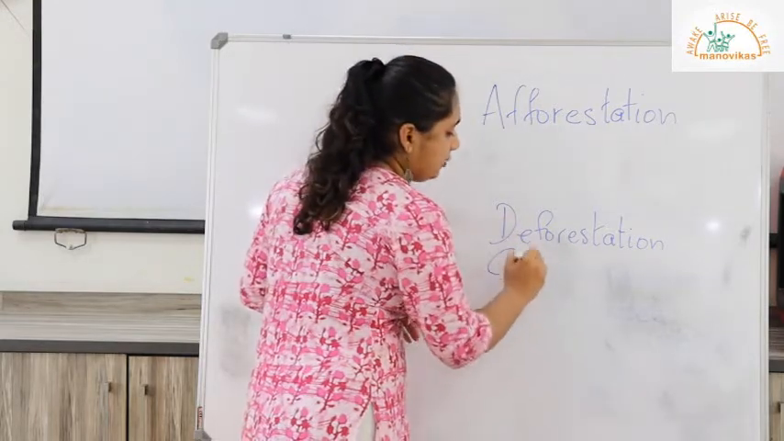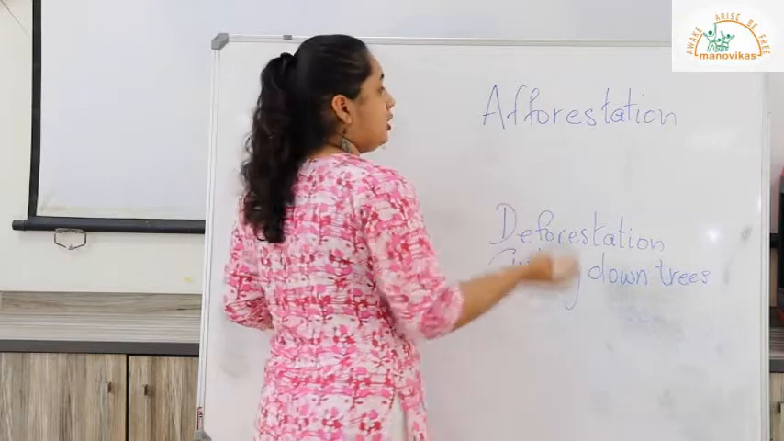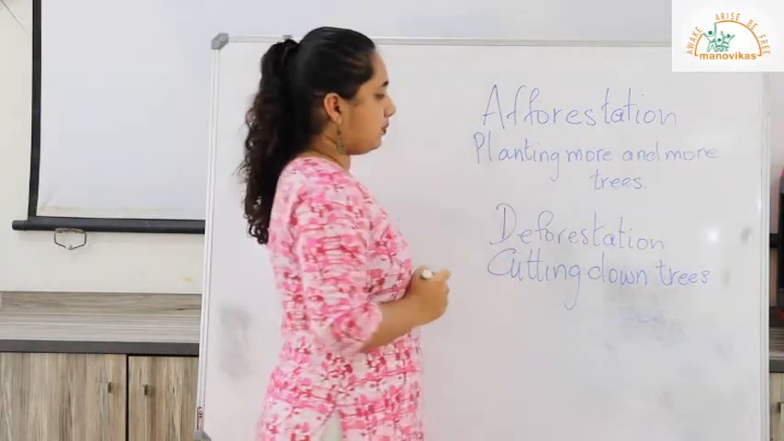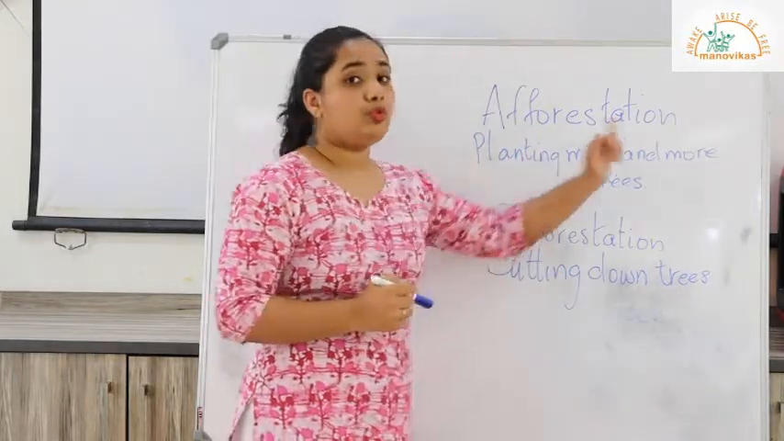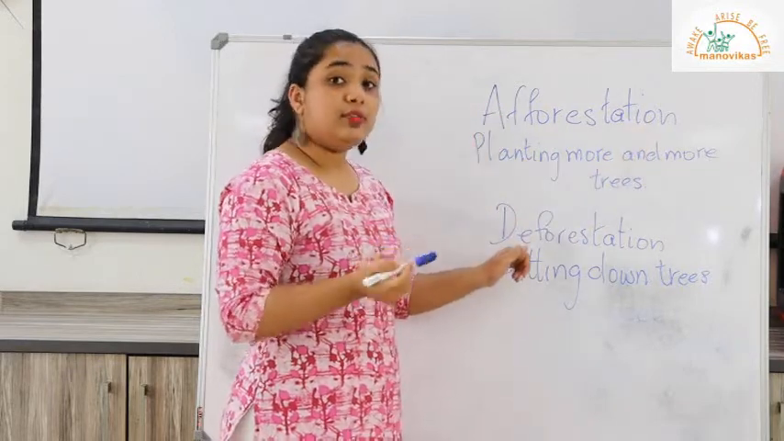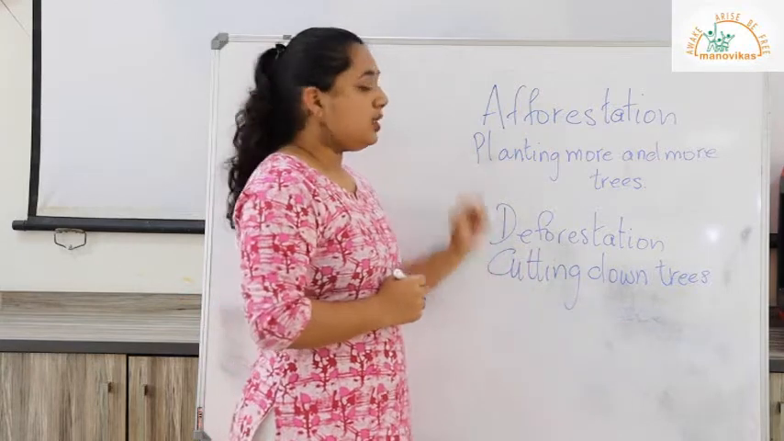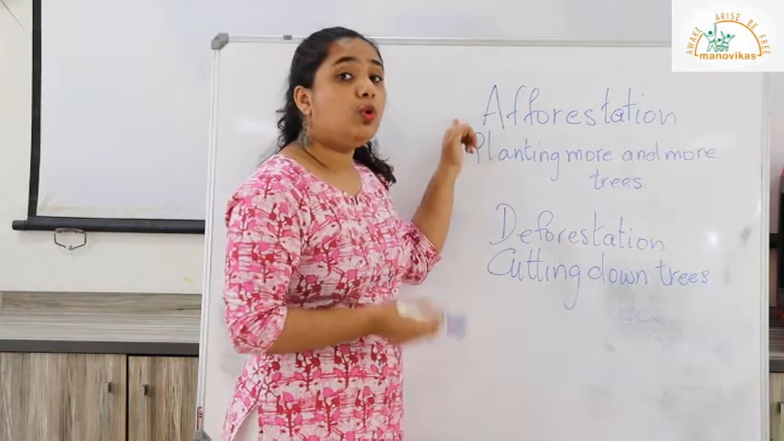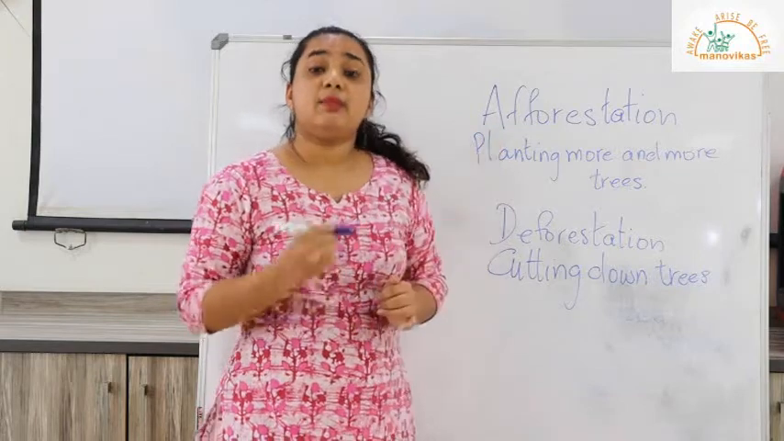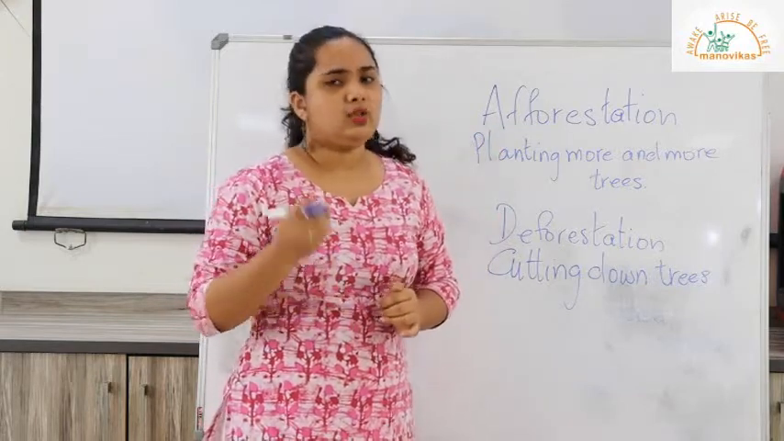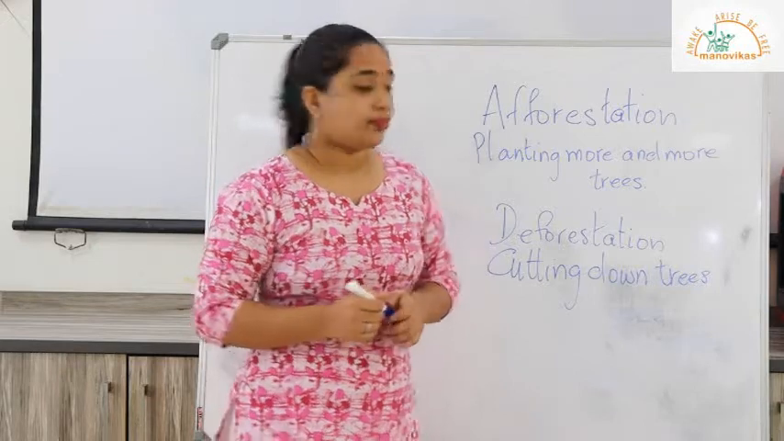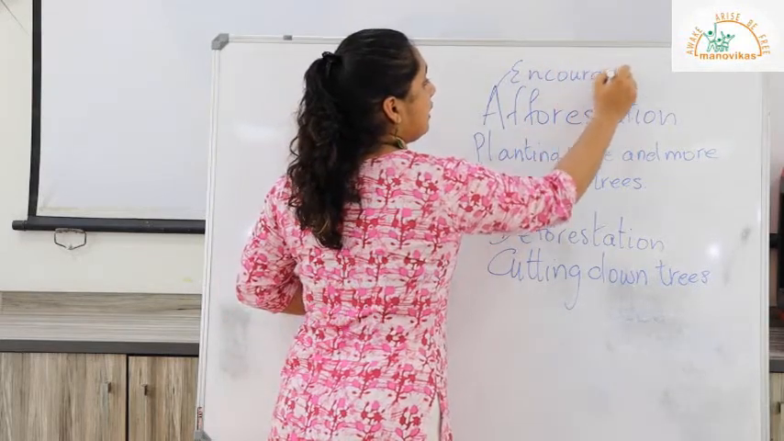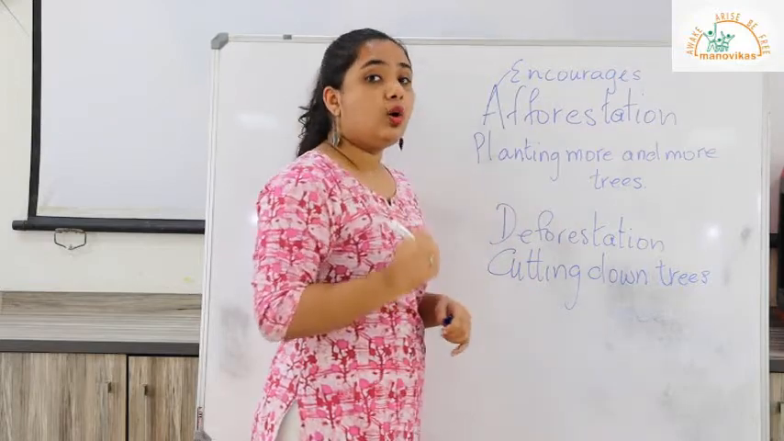Deforestation is cutting down of trees, while the opposite of deforestation is afforestation, that is planting more and more trees. What is more positive, this or this? Of course, it's afforestation. We have to plant more and more trees every year, because it takes many years for trees to grow, while it takes 20 minutes for a person to cut down a tree. So we have to encourage afforestation in our schools, workplaces and homes.